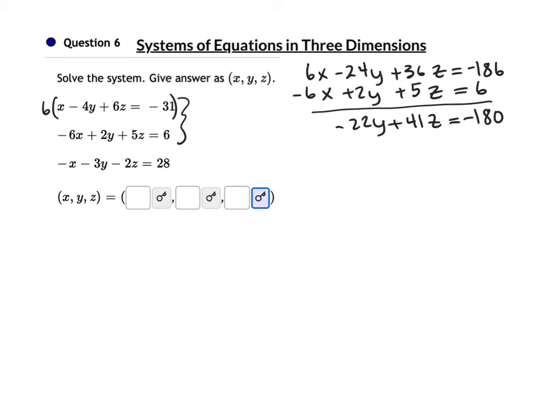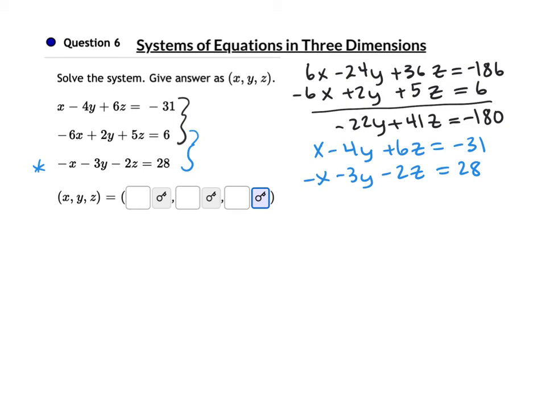You could use the middle one and the bottom one. You have to use the bottom one because you have to use all 3 equations. But myself, I like the bottom one and the top one because look, you've already got opposites. You've got positive x and negative x. Let's get rid of that 6. I'll rewrite those two right next to each other. Add the 2 equations, and we get negative 7y plus 4z equals negative 3.